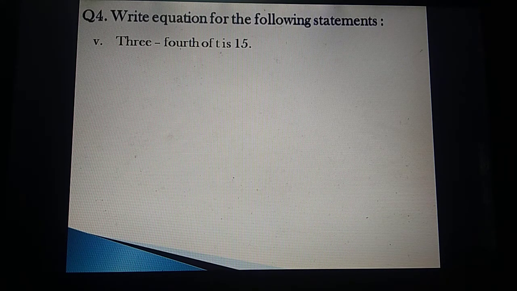Next, 3/4 of t is 15. 3/4 of t is your first statement. 3/4 means 3 by 4. Of means into, t as it is. Is means equal to, 15 will come as it is. Again you can replace the LHS as 3 by 4t equals 15.